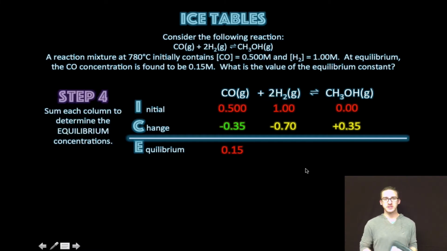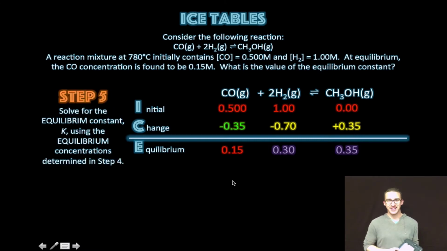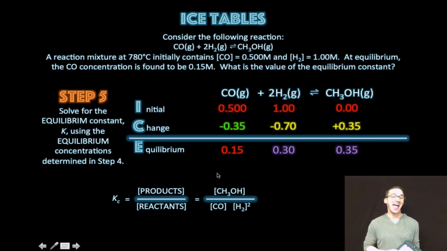Step 4. Sum each column to determine the equilibrium concentrations. Easy. 1 minus 0.7, 0.3. 0 plus 0.35, 0.35. Step 5. Solve for the equilibrium constant using the equilibrium concentrations that we just determined in the previous step. Don't forget, your equilibrium constant expression is products over reactants. Always write this out. Even though you're not asked for it, always write it out.